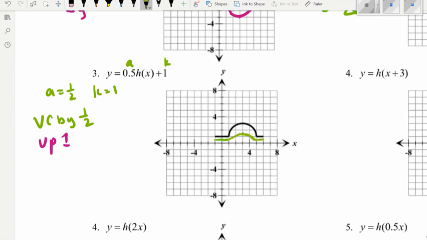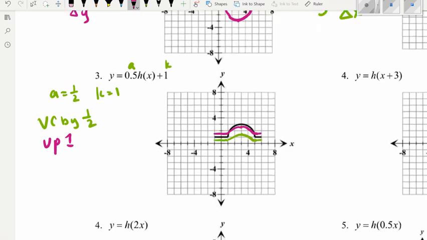So that would be the vertical compression by half. Kind of hard to see. And then up 1. So that would go there, up 1 would be here, and then up 1 would be right there. So that would be my final transformation, the up 1 from the parent graph.